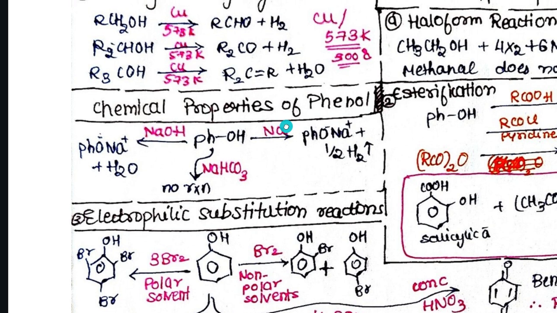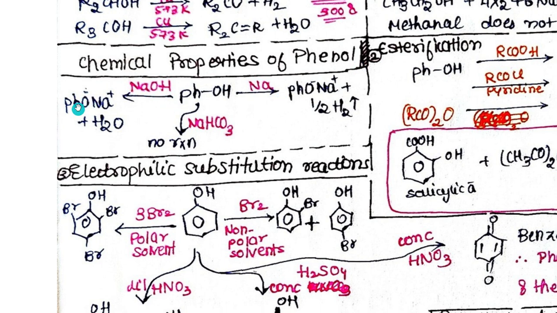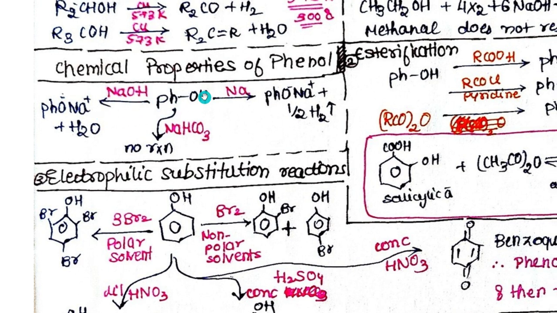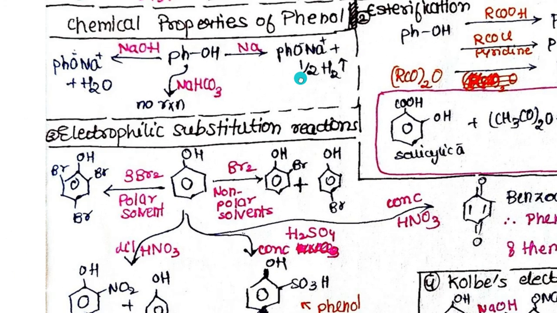Now coming to chemical properties of phenol. Yeah, so this phenol, PhOH, on reaction with NaOH gives PhO- Na+ plus H2O. So sodium phenoxide. On reaction with NaHCO3, this cannot react with NaHCO3. Super important to remember with what phenol can react and with what alcohol can react, right? Now this phenol, on reaction with sodium, it can react, it will give sodium phenoxide plus half H2 molecule, right?